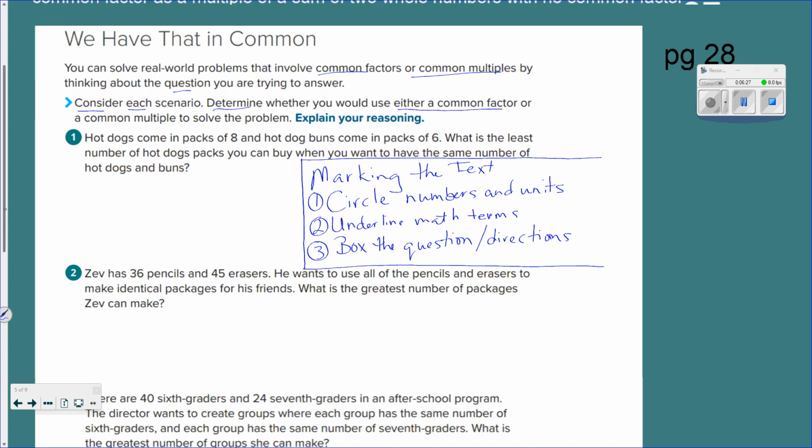So here's what we're doing. Deciding, do I need a common factor or a common multiple to solve the problem? Ooh, look at this. They even put it in bold for us. Explain your reasoning. Do you think that's important? Yes. It's actually the most important part of the problem we're doing on this page.